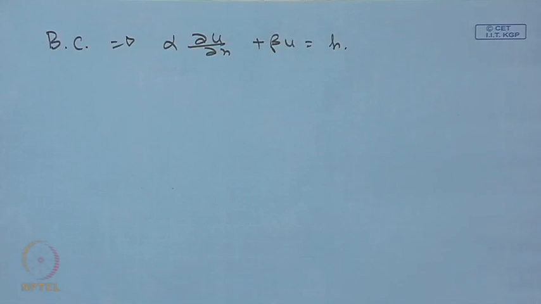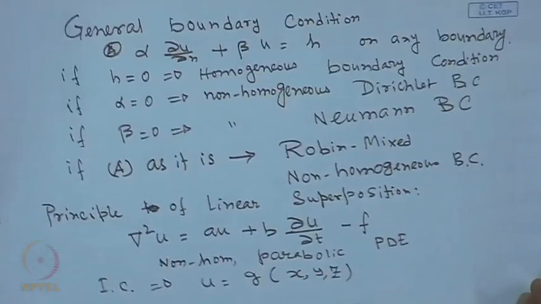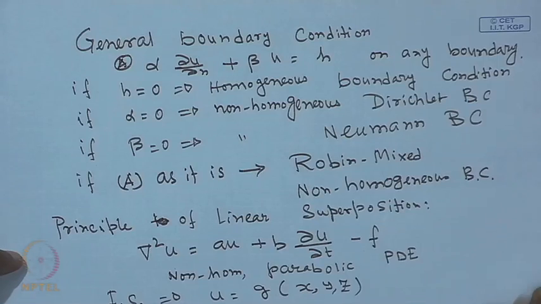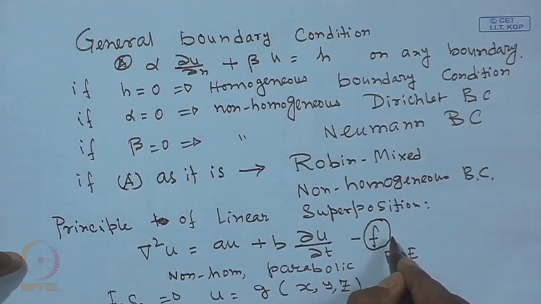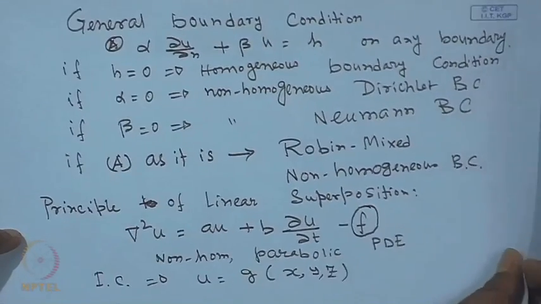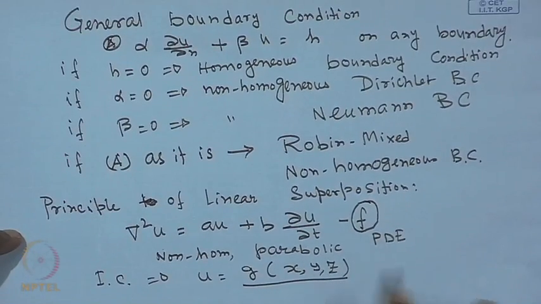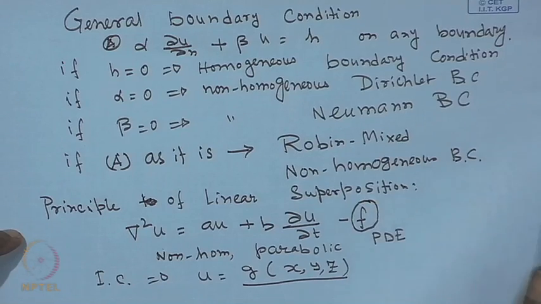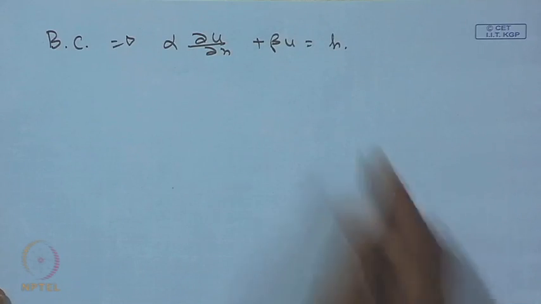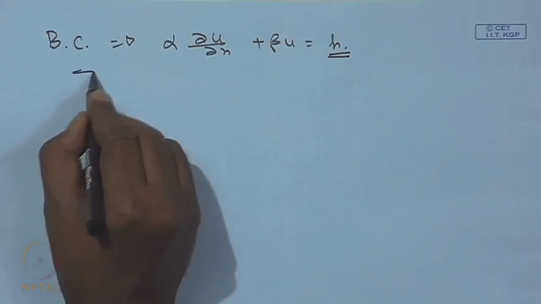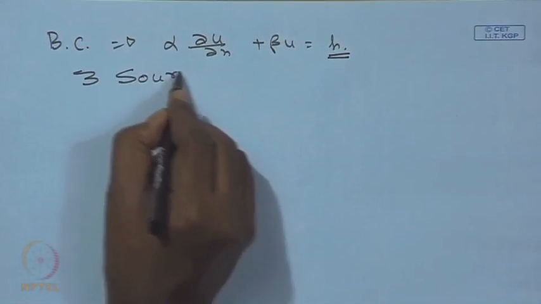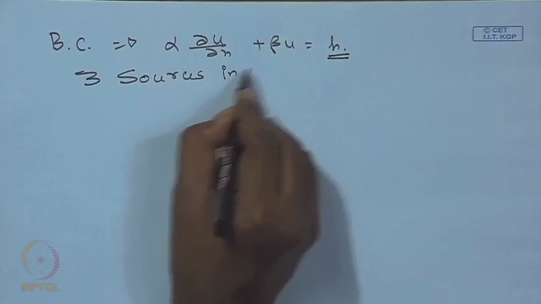So, let us identify what are the sources of non-homogeneity in this equation. There are 3 sources of non-homogeneity in this equation. This is source number 1. This non-homogeneity is appearing in the main governing equation. Then in the initial condition another non-homogeneity is present, and in the boundary condition there is another non-homogeneity present. So, there are 3 sources of non-homogeneity in the problem.